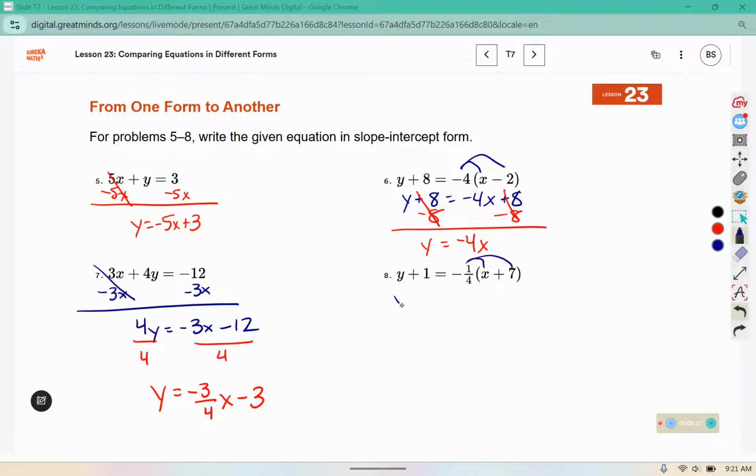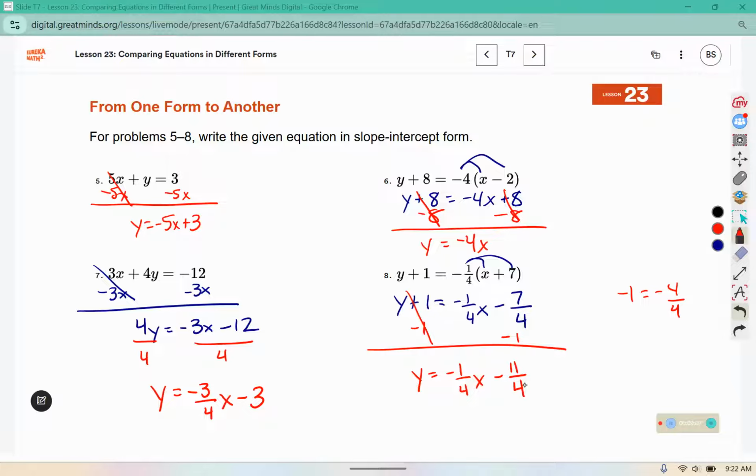For this one, we'll require the distributive property. Seven times 1/4 is 7/4. Then we'll subtract 1 to move it over and leave us with y on the left. Subtracting 1 is the same as subtracting 4/4. So negative 7 and negative 4/4 is negative 11/4.